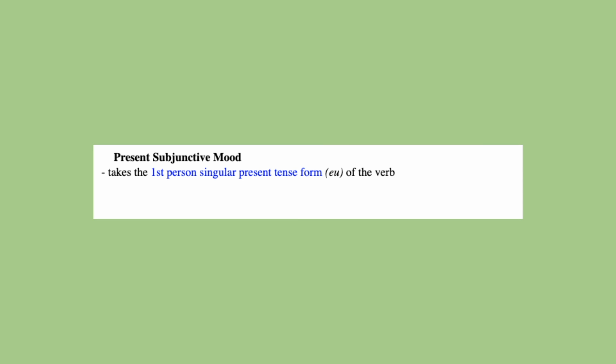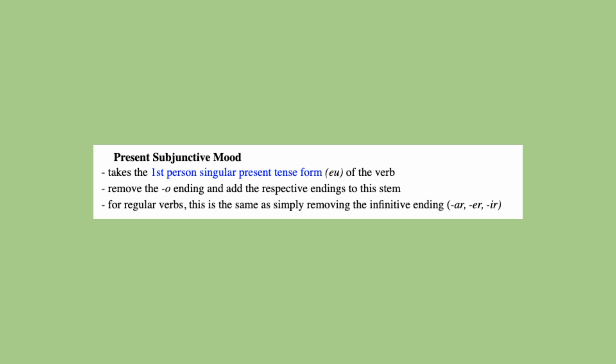Under the present subjunctive, we take the first person singular present tense form of the verb, we remove the o ending, and then we add the respective present subjunctive endings to that stem. Now for regular verbs, this is the same as simply removing the infinitive ending from the verb. For irregular verbs, which we will cover later, it is a little bit different.